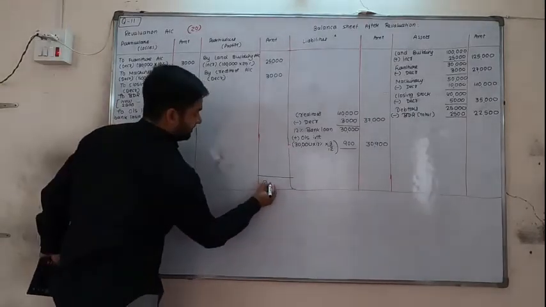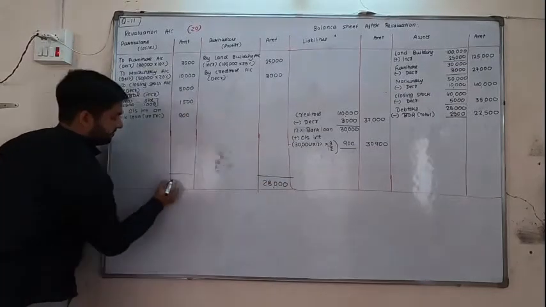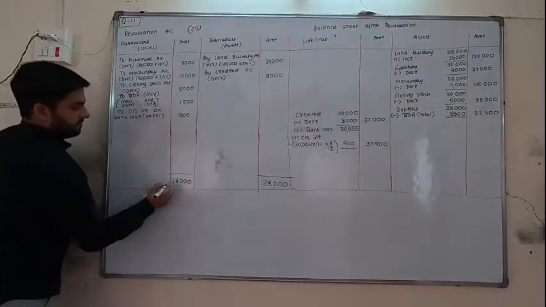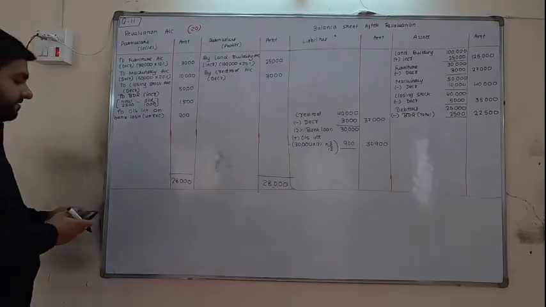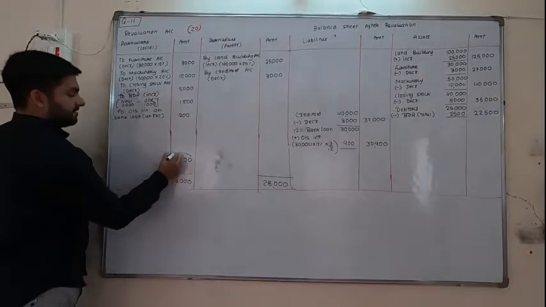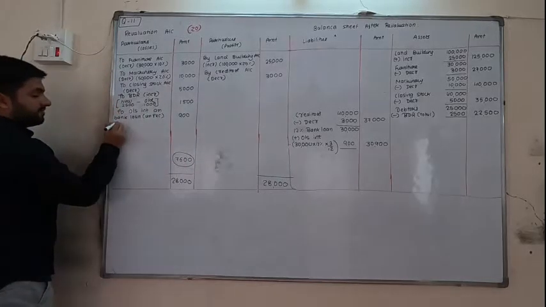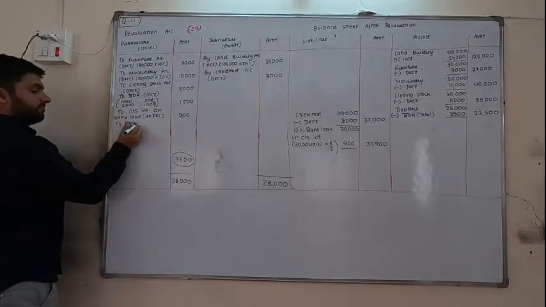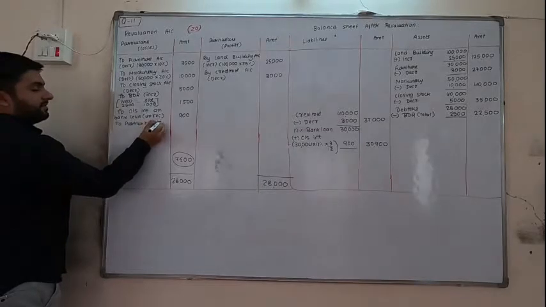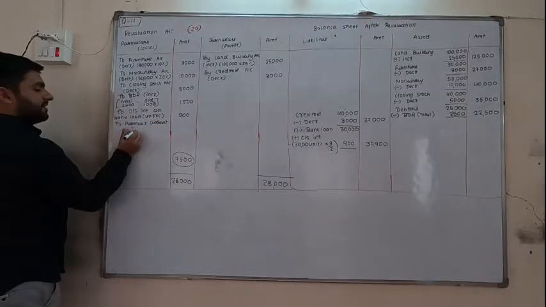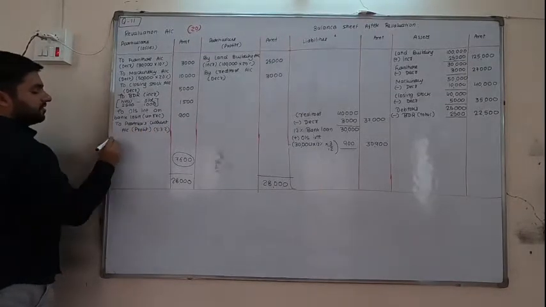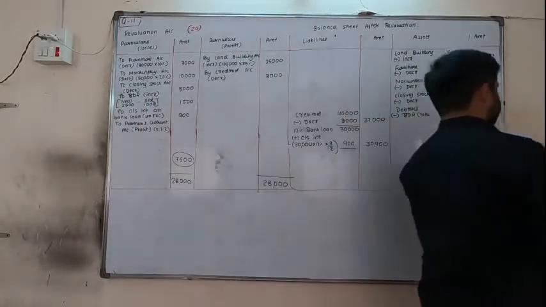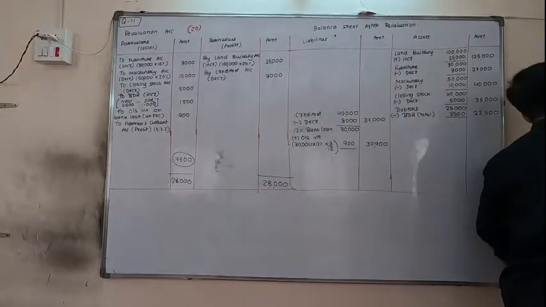So this is 28,000. Minus 3,000, minus 10,000, minus 5,000, minus 1,500, minus 900, 7,600. Now current and capital both are given, so it will go to current account. To partners current account in bracket profit, and the old ratio is 5:3:2. Now who are the partners? Manju, Prabha, Meena.